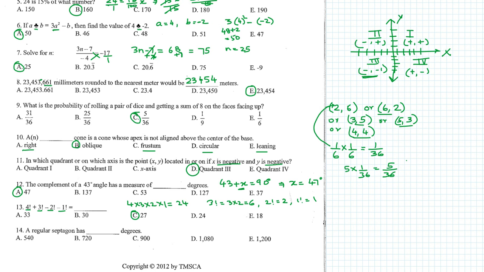Question 14. A regular septagon has how many degrees? So a septagon has 7 sides. So the formula for calculating the total degrees in any polygon is n minus 2 times 180 degrees. So in this case n is 7, so we do 7 minus 2 times 180 degrees. So 7 minus 2 is 5. 5 times 180 is 900 degrees. So we select C as the answer.